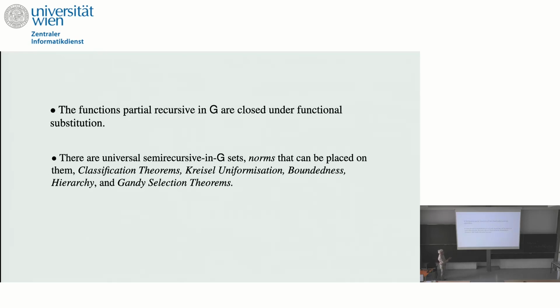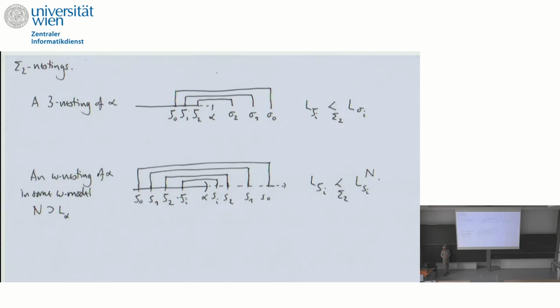If you take a functional G, you've got all sorts of nice things you can work through. The generalized recursive function theory, and so functions which you could define by these machines are closed under functional substitution. There are universal semi-recursive in G sets, the whole shoot, that you could imagine for ordinary high-type recursion theory we have here as well.